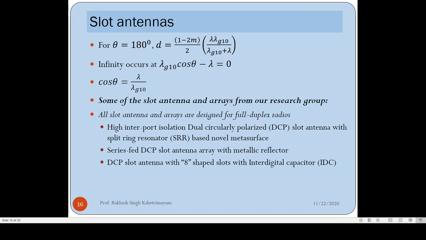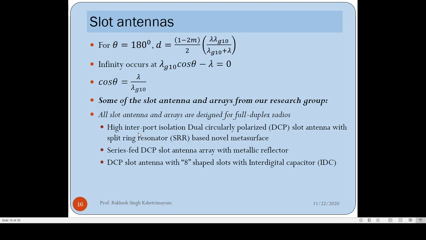In wireless communication, most of the time you do one-way communication. If you do two-way communication, meaning you simultaneously transmit and receive signals, then the capacity will increase twice. So you can have higher capacity using full duplex radio, twice that of the usual conventional one-way communication. In layman's terms, your speed of communication becomes twice. So we have designed some slot antennas and arrays for full duplex radios, and most of the antennas we have designed were for the dual circular polarized case. We have not designed linearly polarized ones, but dual circular polarized slot antenna arrays for full duplex radios.